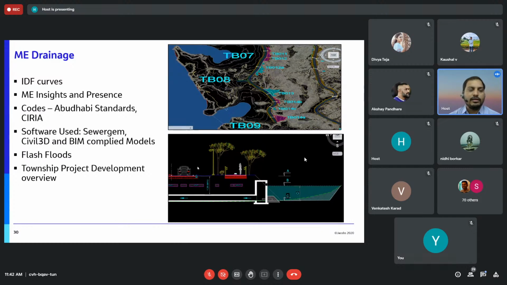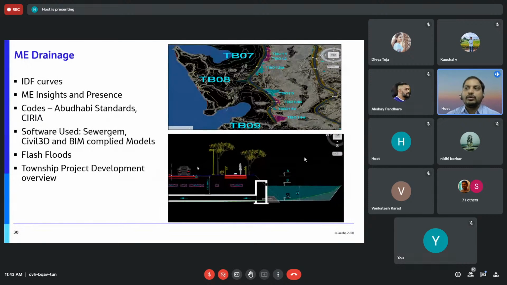Then about the flash floods. In the Middle East region, we normally observe that there is not much rainfall available, compared to the Indian condition. They have very short duration rainfall, but sometimes there are flash floods. You can see in the news, there was rainfall for only 2 hours, or only 15 minutes, but a lot of highways and roads are submerged due to that rainfall. So we need to take care of flash flood events also when we are designing in the Middle East region.